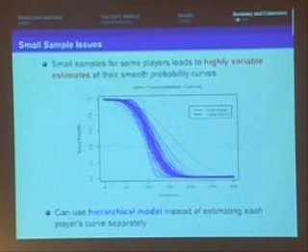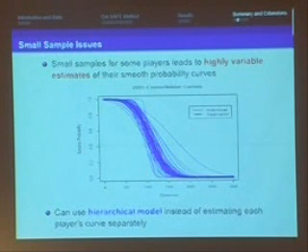Finally, I just want to talk about, because it comes back to the question that was asked, when you have small samples, some of these curves can get a little crazy. Small samples for some players lead to highly variable estimates. So these are the fitted curves for the top 100 center fielders or whatever, the 100 people who played center field at some point in 2005. And the aggregate is the black line. You can hardly see it among the individual ones.